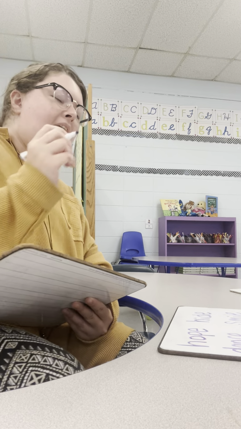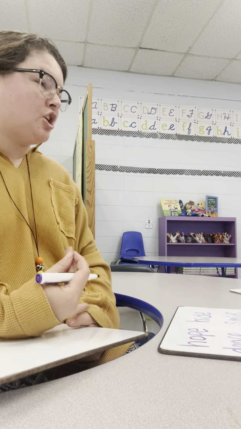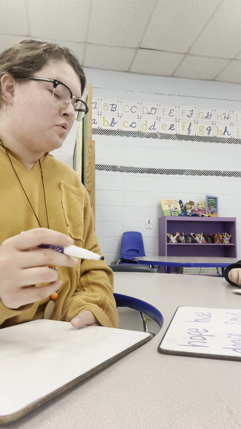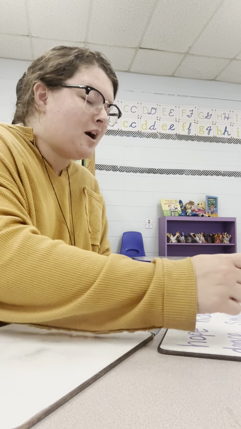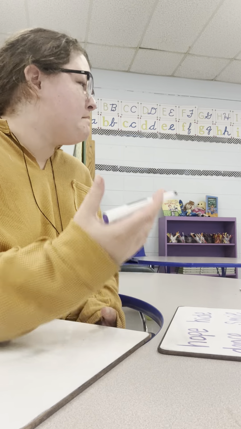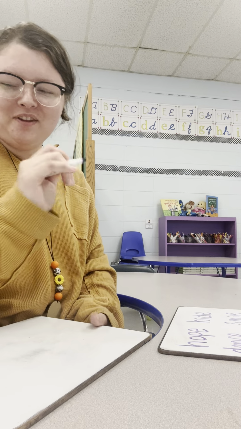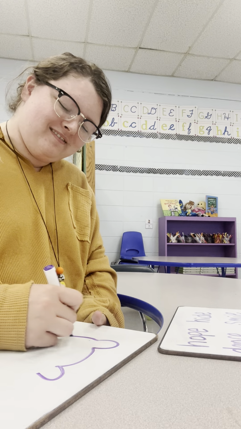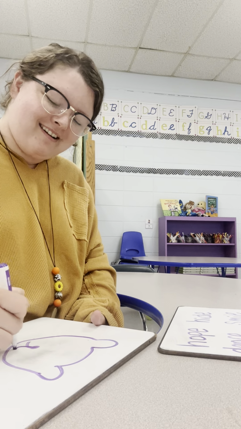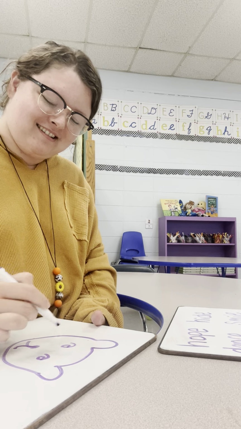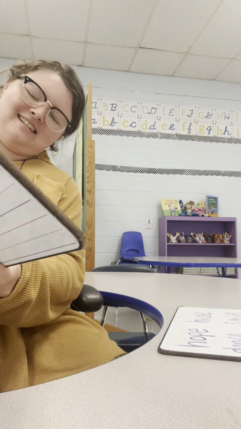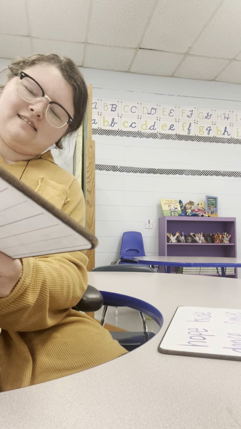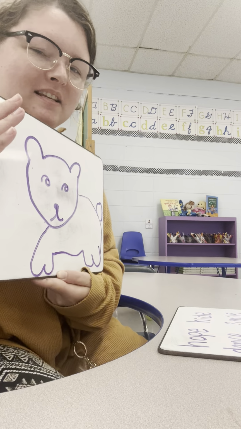Okay, wait for instructions. I'm going to draw a picture of an animal that you've studied, and you are going to choose one of these words and write a sentence about that animal. Okay? Are you ready? Are you drawing? Oh, you're drawing a bear. How did you know? Oh my goodness, she's drawing so good. Okay. So this is a bear.